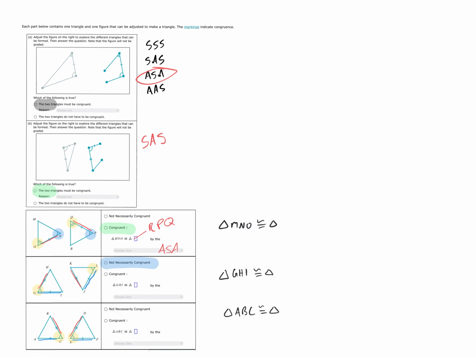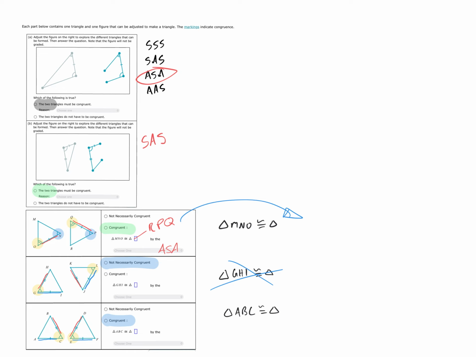Then down here on this one, I just realized that I had pre-written these out, so I don't need this one. This would go right there. For this one, this is a side, angle, side, and it corresponds to the side, angle, side. So this would be congruent.